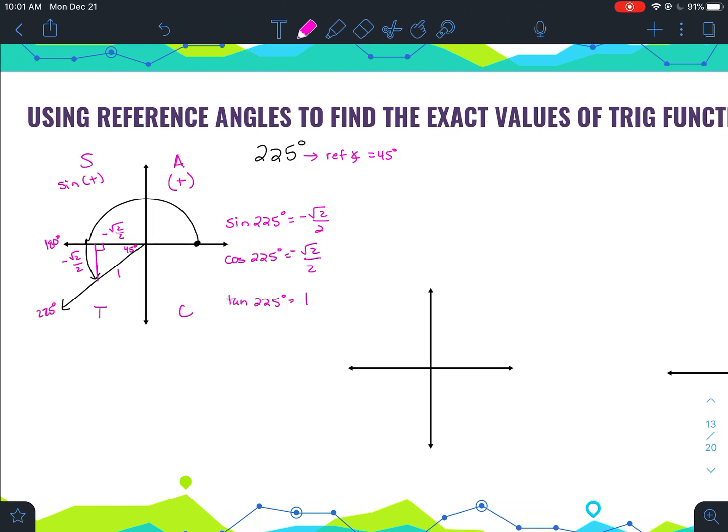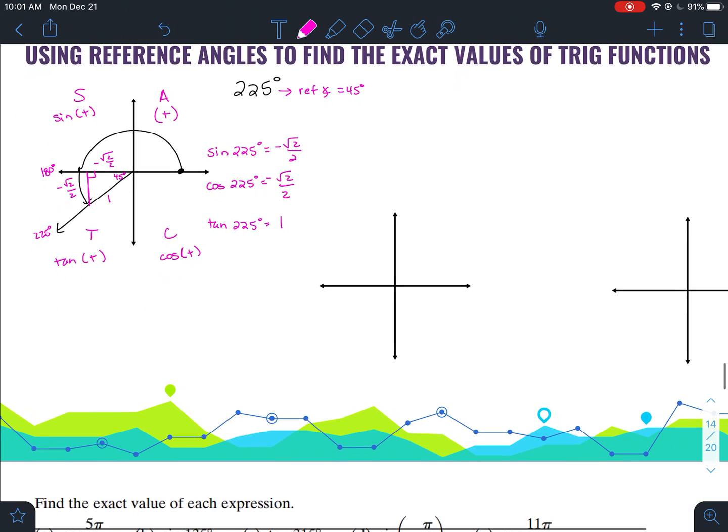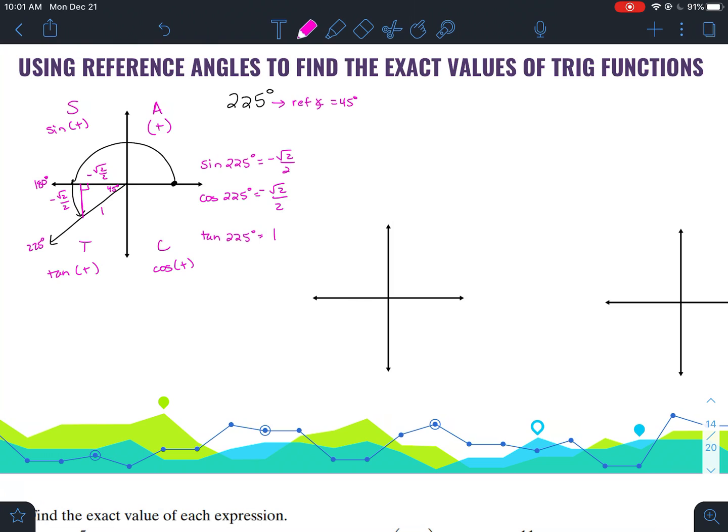And then remember, it's all students take calculus. So everybody's positive in the first quadrant. Only sine is positive in the second quadrant. Tangent is positive in the third quadrant. And cosine is positive in the fourth quadrant. So if you're in degrees, that's how you can do it.